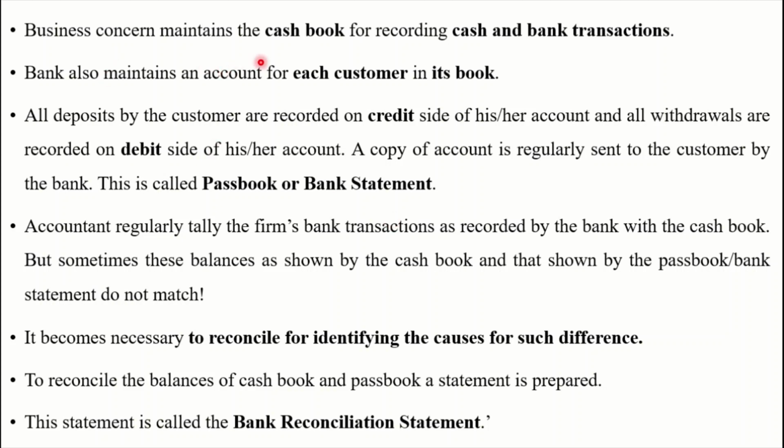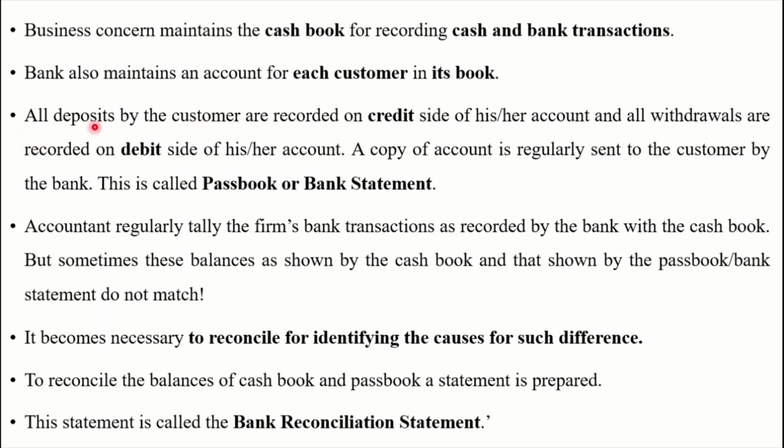A business concern maintains the cash book for recording the cash and bank transactions. In every business, each and every transaction is recorded. That's why a business concern maintains the cash book for recording the cash and bank transactions. Similarly, the bank also maintains an account for each customer in its books. All deposits by the customers. Here customer means the business account in the bank.